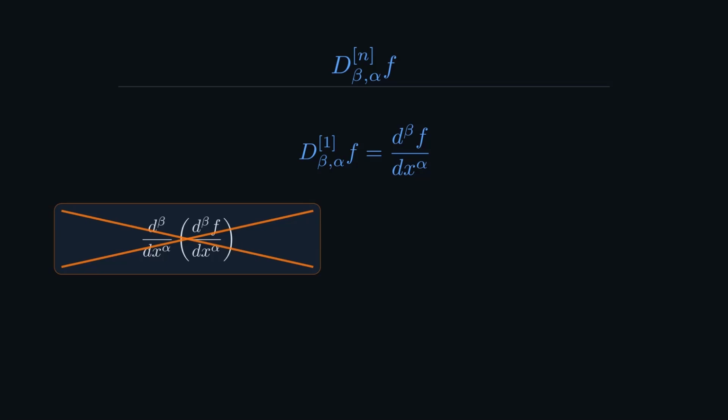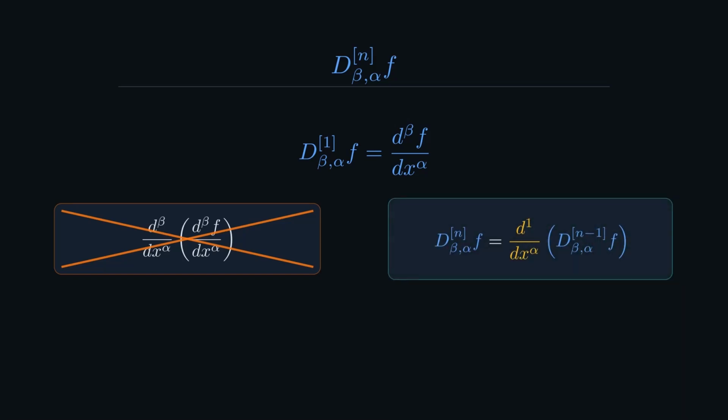That would make the iteration harder to interpret since each new order would introduce another nonlinear reshaping of the previous one. The definition on the right follows a more natural idea. The beta deformation is introduced only once at the first step. After that, we continue differentiating with respect to the alpha scale.